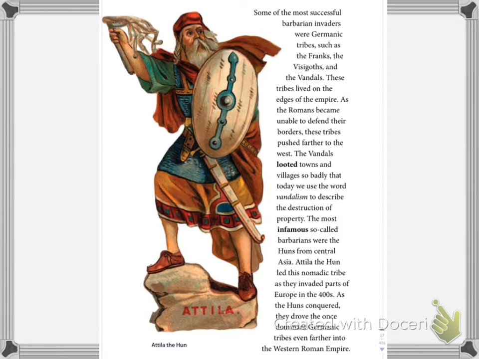Let's do some highlighting here. Let's find evidence on this page of events that helped transform Europe leading up to the Middle Ages. Well, we heard that there were Germanic tribes, and those Germanic tribes looted towns and villages.